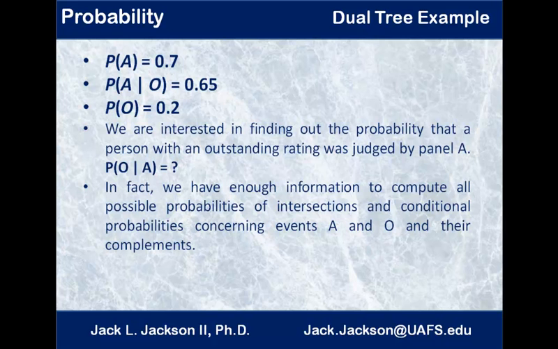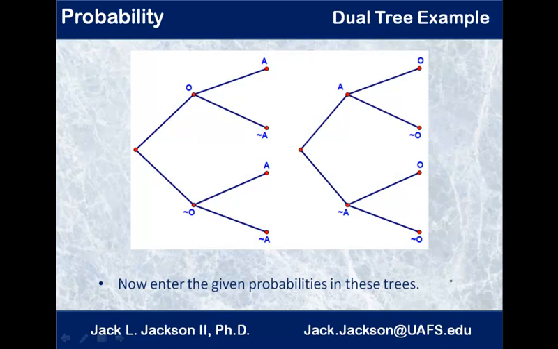So let's start by making our two different trees. One of the trees you're going to start with, the first branch is going to be A and not A. And in another tree, outstanding and not outstanding are your starting points. So here we go. See if you can make that out. Press pause now. Okay, now you're back. What we mean is this.